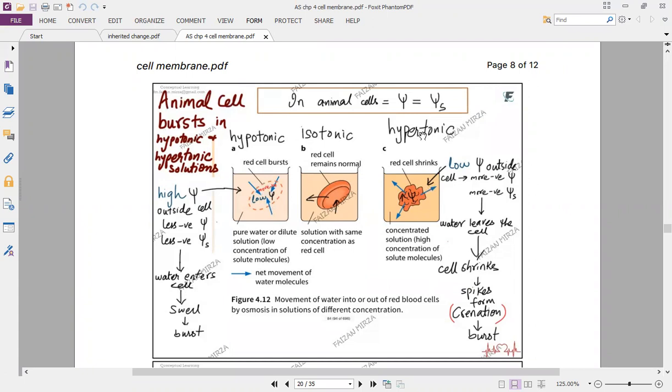If you place the same cell, another red blood cell, in hypertonic solution, it means that now inside the cell there is a high water potential, and outside the cell there is a low water potential. In this case, water leaves the cell and it shrinks. When the cell shrinks, it forms spikes. This is called crenation, and due to crenation, the cell bursts. So an animal cell bursts in both cases, whether you place it in hypotonic solution or hypertonic solution, but in isotonic solution, it stays the way it is.